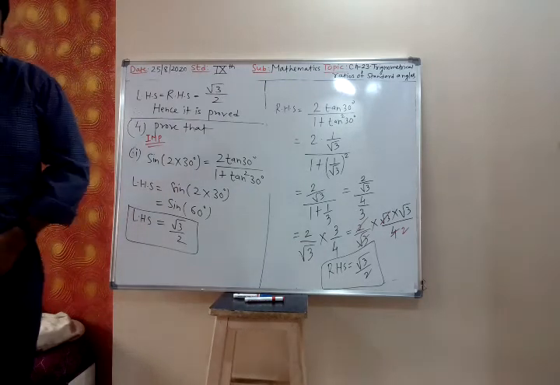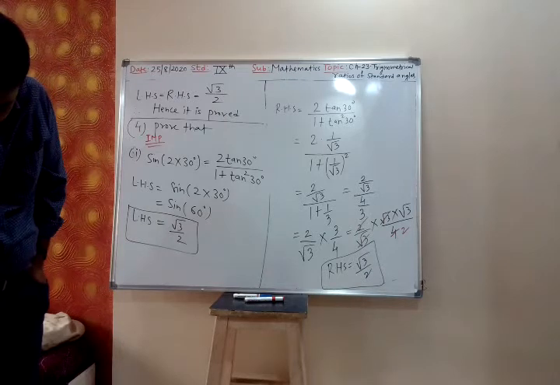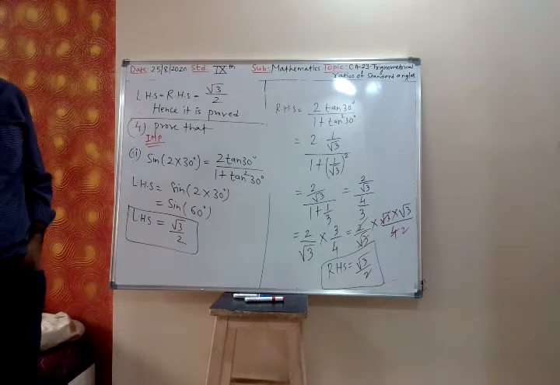So in the same way all the problems are there. Third one is the same. Tan 2 into 30 degree will be tan 60 degree.